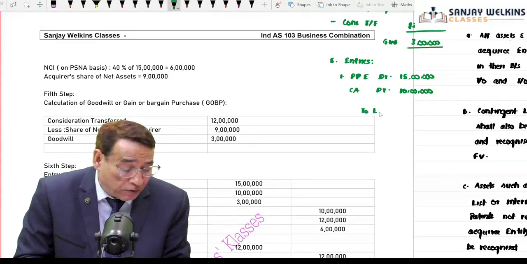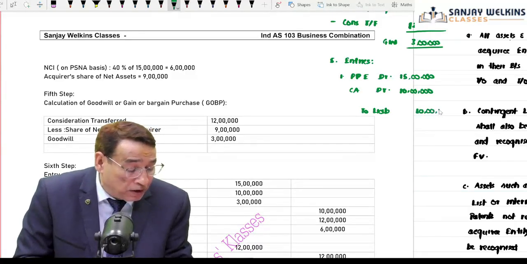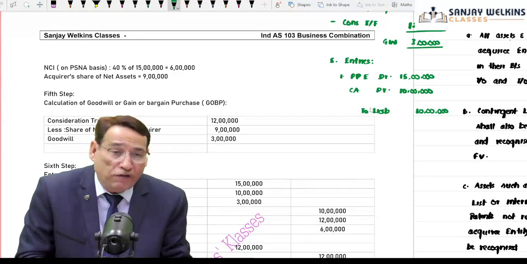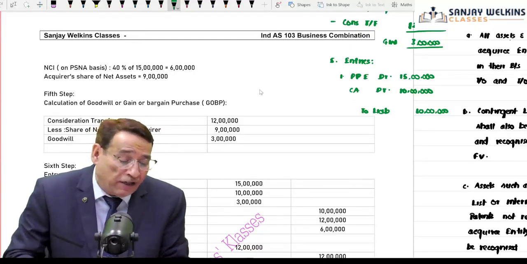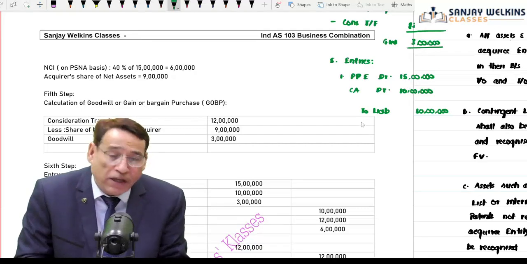I have taken over their liability which is appearing in the balance sheet at 10 lakh. Honestly speaking, on the debit side, we have written, because we have debited assets, total asset 25 lakh. Now we have written two liability. That means indirectly so far I have written only the net assets. So net asset is 15 lakh, 25 lakh minus 10 lakh.